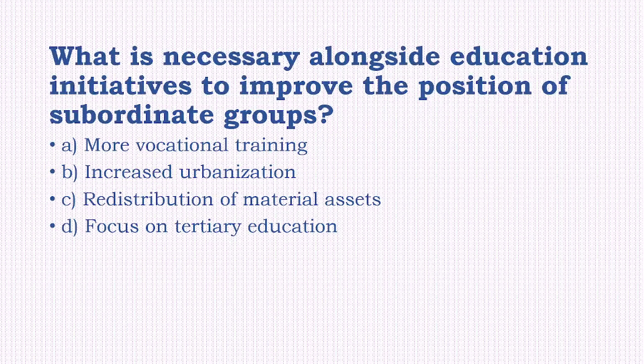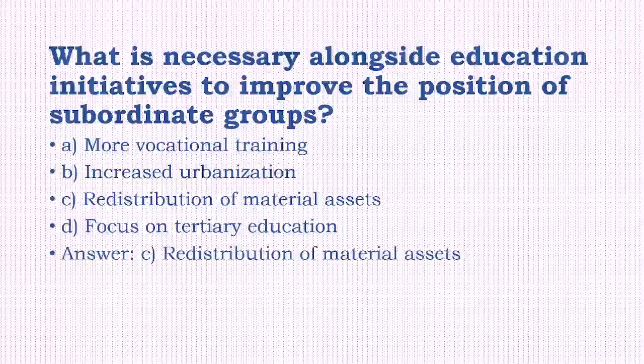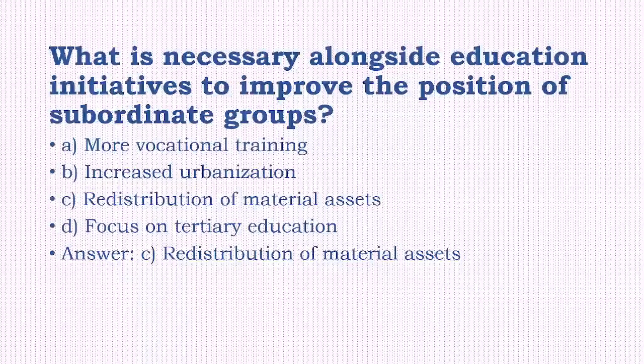Next, what is necessary alongside education initiatives to improve the position of subordinate groups? Options: more vocational training, increased urbanization, redistribution of material assets, focus on tertiary education. The answer to this question is option C, that is redistribution of material assets.